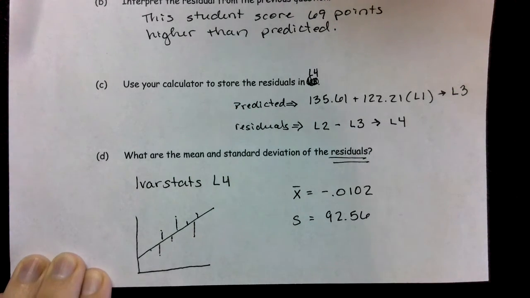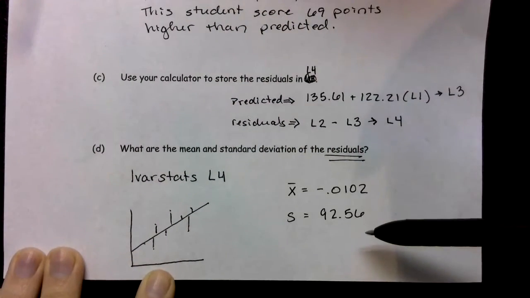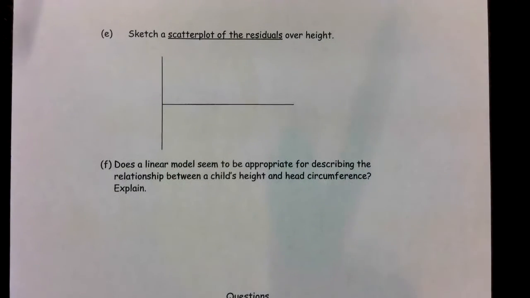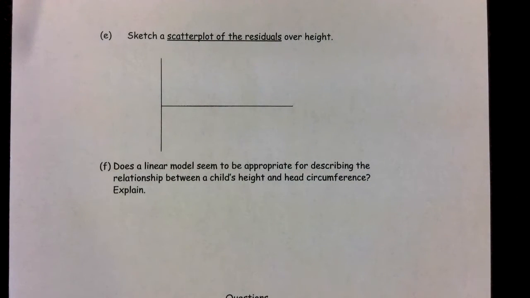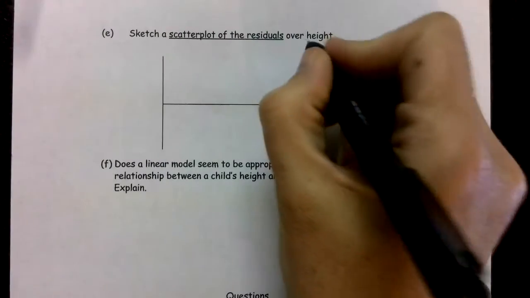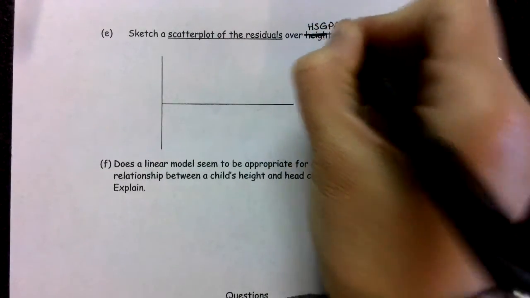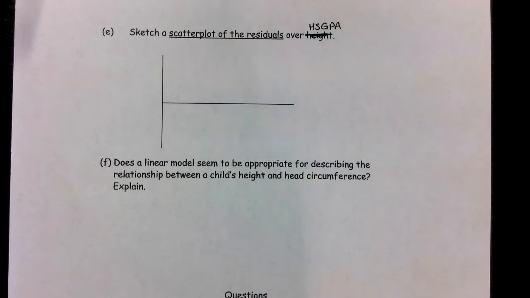Okay guys, so in the first video we calculated the mean and standard deviation of the residuals. So what we're going to do now, still with this same data set, just moving on, is sketch a scatter plot of the residuals over high school GPA. Sorry about that, I copied and pasted these questions from another one.